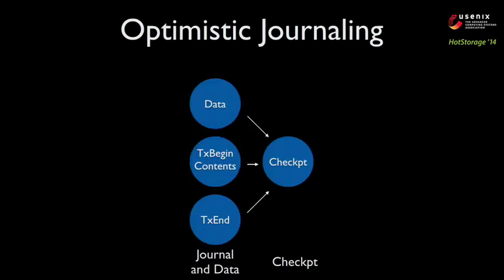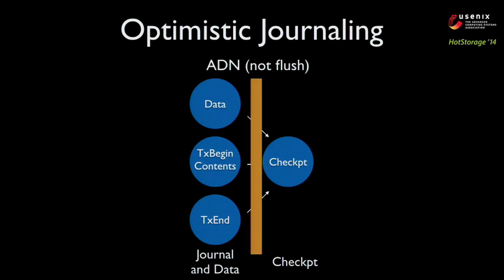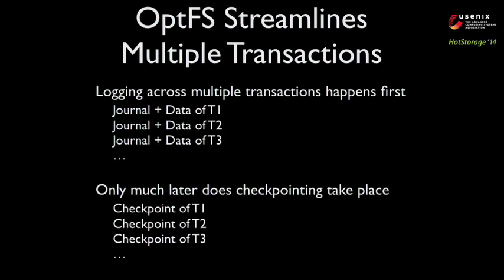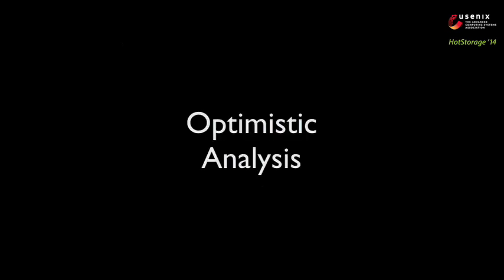So that's what that looks like in terms of our graph. And we're replacing that ordering point with that asynchronous durability notification, not a flush. Even better, we can actually kind of pipeline this across multiple transactions. You can write the journal and issue the data of transaction 1, of transaction 2, of transaction 3. You can do all this work, and then later in the background, checkpoint them in order. And that allows you to really streamline performance.